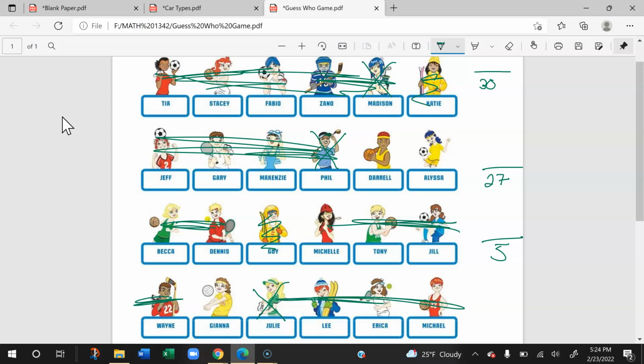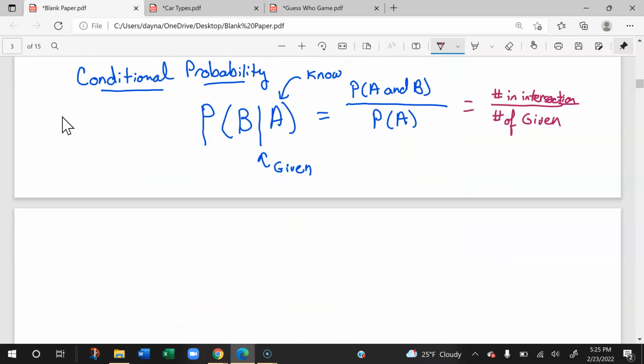So my probability changes with every single question. My denominator doesn't stay the same in the Guess Who game. The probability is constantly changing. You no longer have a 1 out of 30 chance of getting the correct answer. Every time you ask a question, your chances change, your probability changes, because it's a conditional probability. You know something about the person.